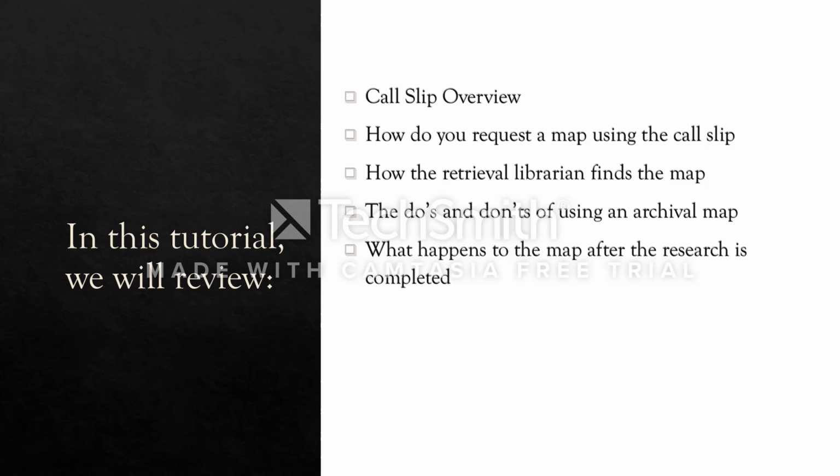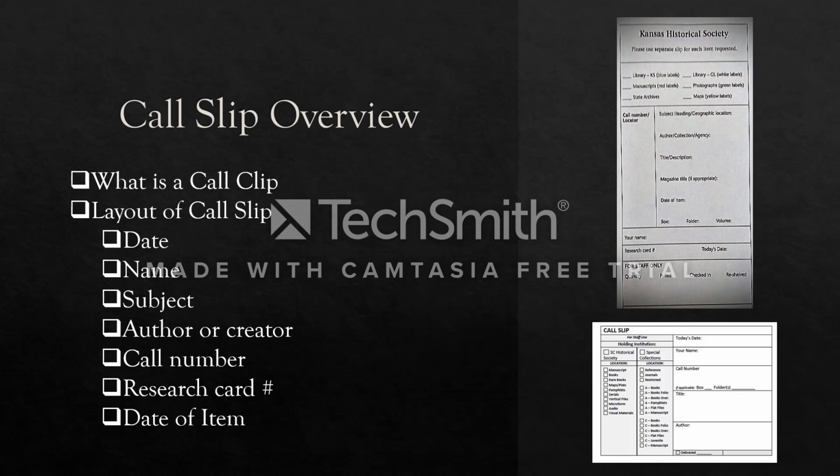Within this tutorial, we will be going over what a call slip is and how to use it, how the retrieval librarian finds the desired map, the do's and don'ts of using an archival map, and then what to do after you are done researching the map.